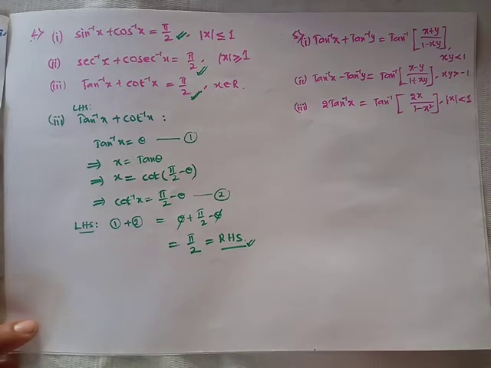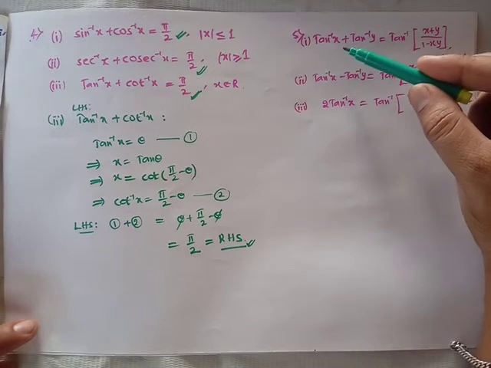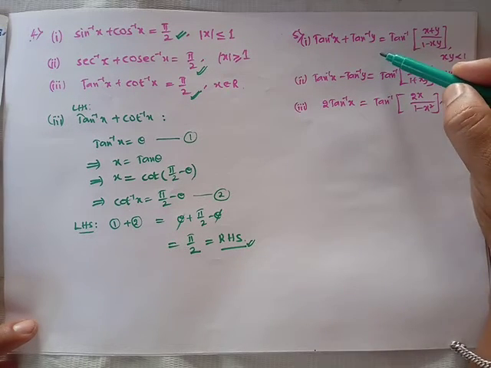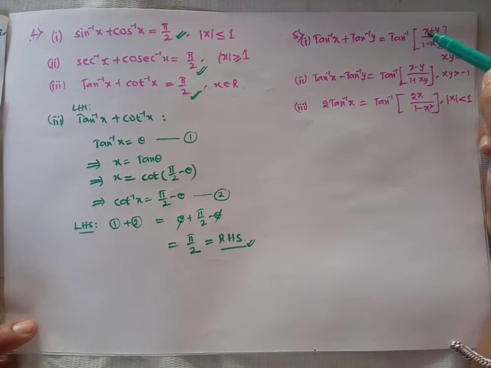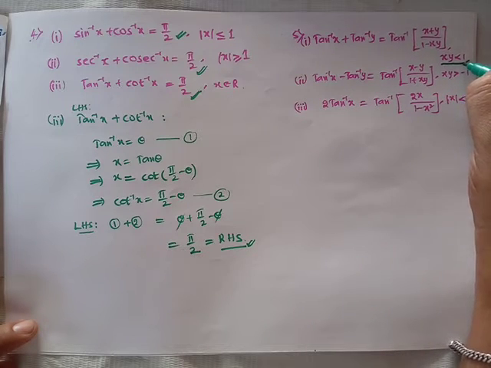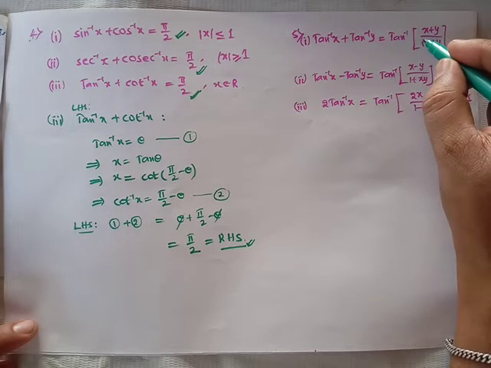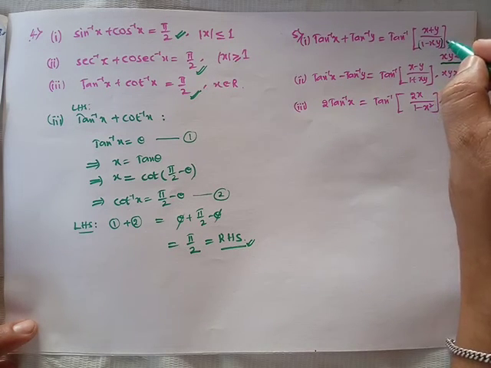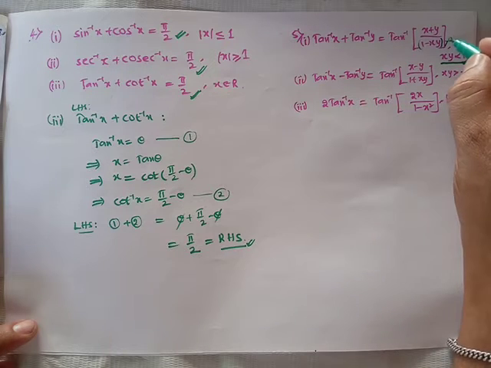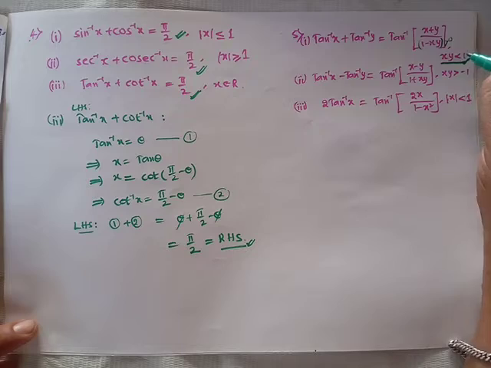Coming to the next three properties. Tan inverse of x plus tan inverse of y is equal to tan inverse of x plus y by 1 minus xy, where 1 minus xy is greater than 0. So consider this denominator part, you make it greater than 0. Then you will get the condition xy less than 1.